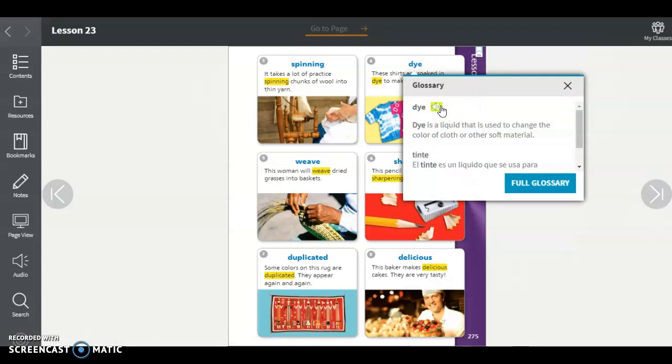Dye. Dye is a liquid that is used to change the color of cloth or other soft material.